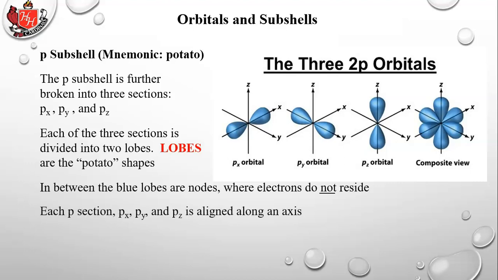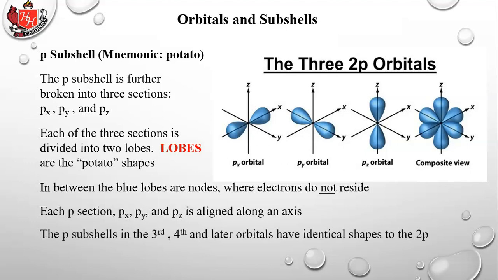Each P section, PX, PY, PZ, is aligned along an axis. The P subshells in the 3rd, 4th, and later orbitals have identical shapes to the 2P. So the 3P has a shape exactly like this. 4P has a shape exactly like this. They're just bigger and further away from the nucleus.